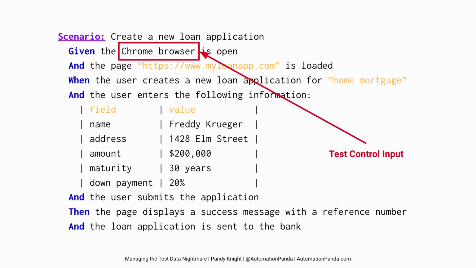Theoretically, this test should run the same on any browser type, but the steps here dictate that the test should run on Chrome. As a recommended practice, test control inputs should not be hard-coded into test automation code. Please don't do that. Instead, they should be passed into automation as inputs. That way, tests can easily be retargeted.